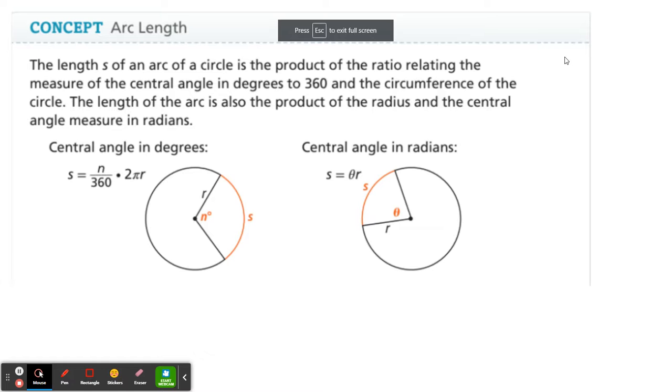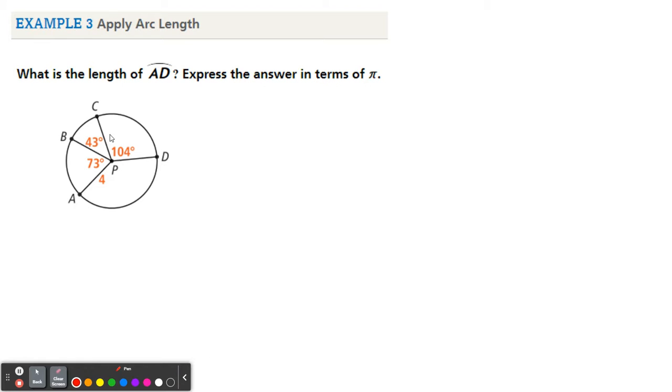All right, so lesson 10.1, video number 2. Let's try to apply these arc length formulas. It says, what is the length of arc AD? Express the answer in terms of pi. When it says in terms of pi, basically what it means is don't round, leave pi in your answer, okay? So we want to find the length of arc AD, which is right here, right?